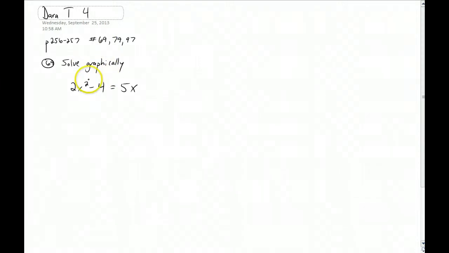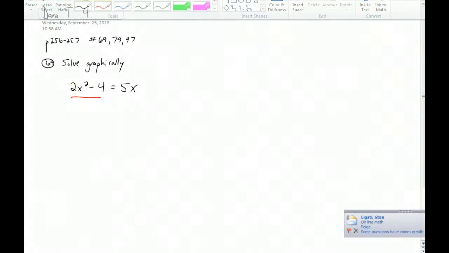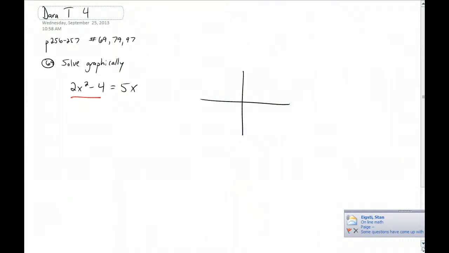Anyway, the first question asks, solve graphically. What that means is they want you to graph the left-hand side of the equation. And if I were to graph the left-hand side of the equation just really quick, it would look something like this.